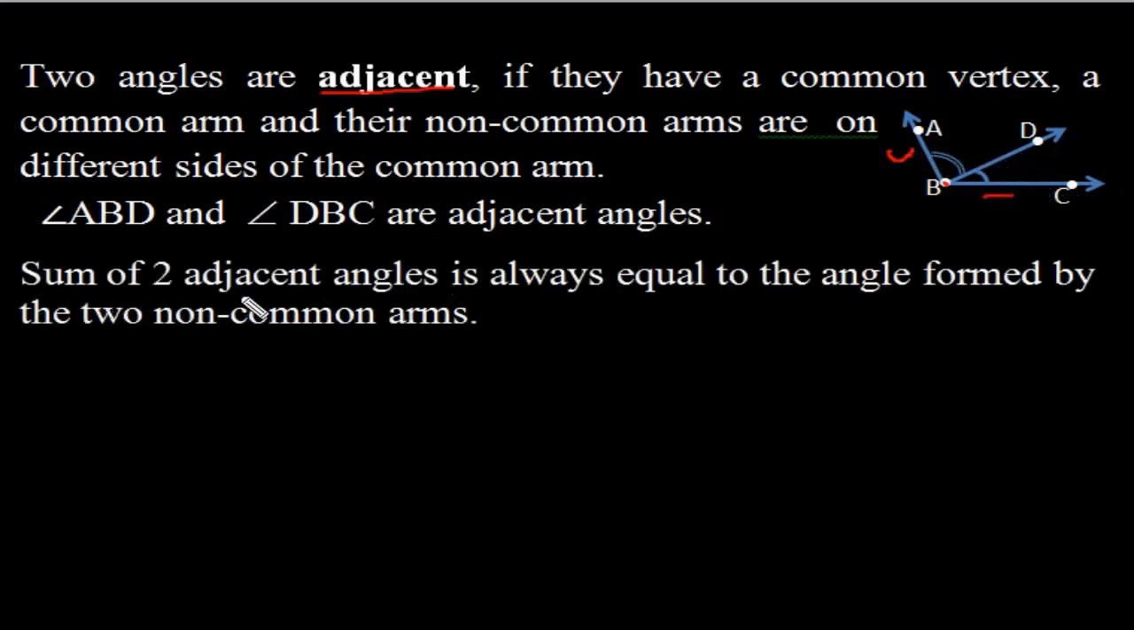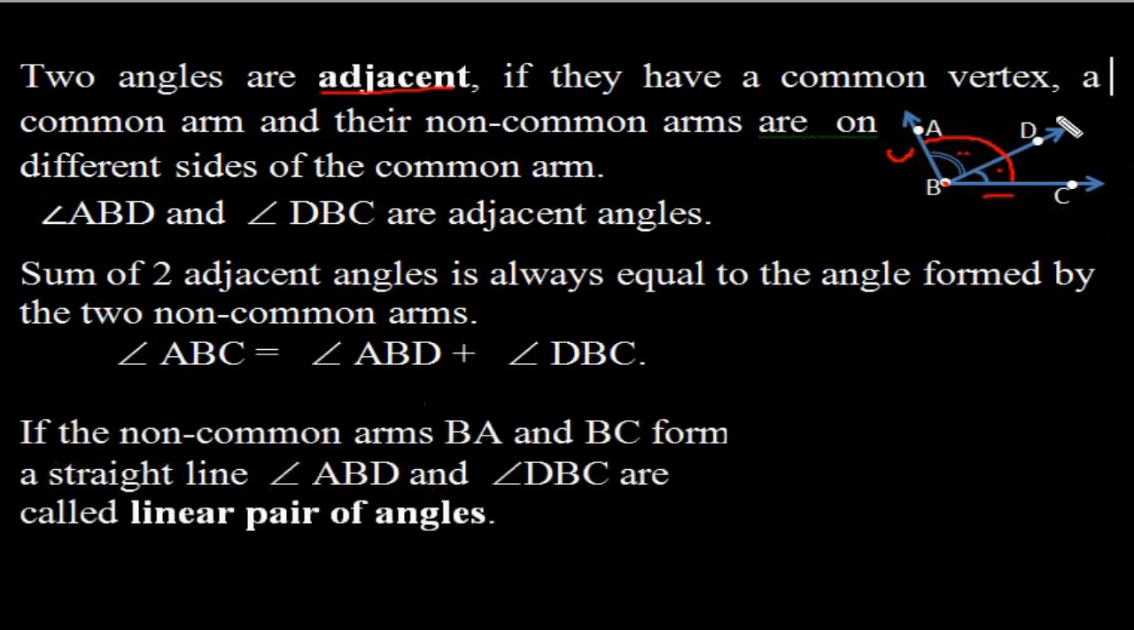Next one, sum of two adjacent angles is always equal to the angle formed by these two non-common arms. That is, sum of these two will be equal to ABC. That is, ABD plus DBC will be equal to ABC. That's what the statement says. ABC is equal to ABD plus DBC. We can add these two. So finally we will get this total angle ABC.